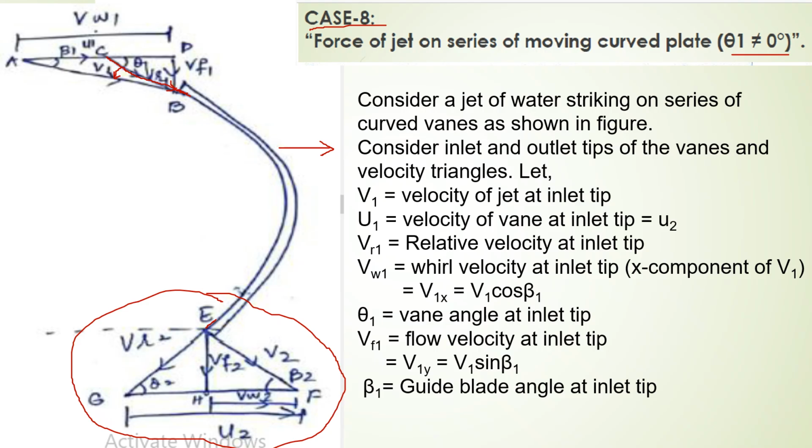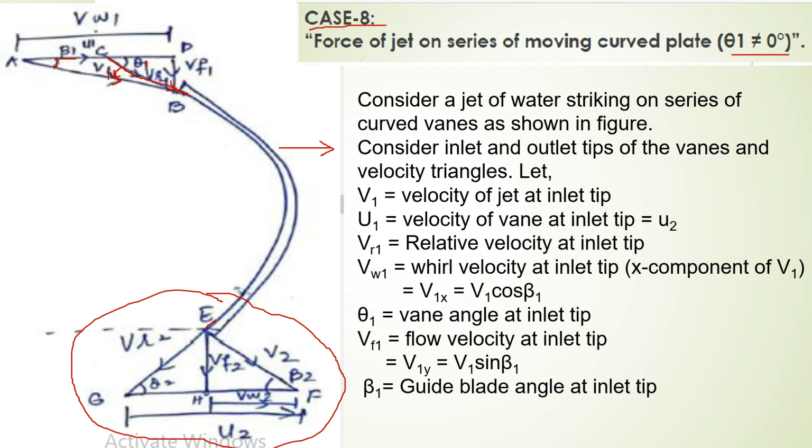So the velocity of the jet V1 will be deviated, and it should be defined as the AB vector. You have the CB vector as VR1, the relative velocity, and the AB vector as V1, the velocity of the jet. We know that the angle formed by the velocity of the jet with the horizontal is the guide plate angle, and this guide plate angle is equal to beta 1, defined over here. And the relative velocity vector makes an angle of theta 1 with the horizontal. So we have theta 1 and beta 1, both defined over here.